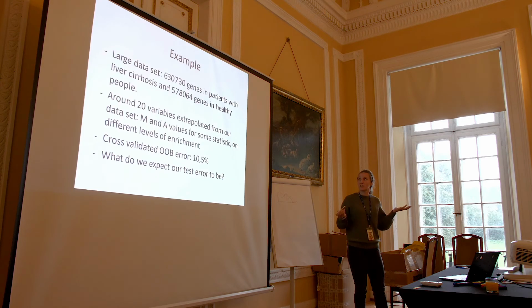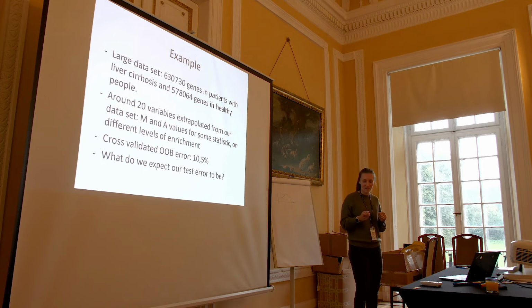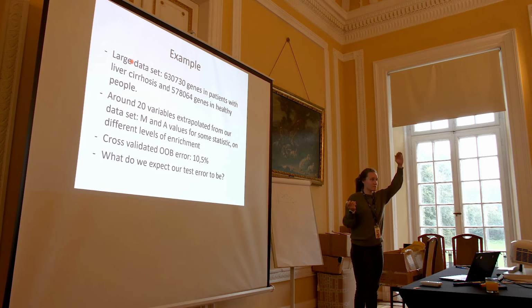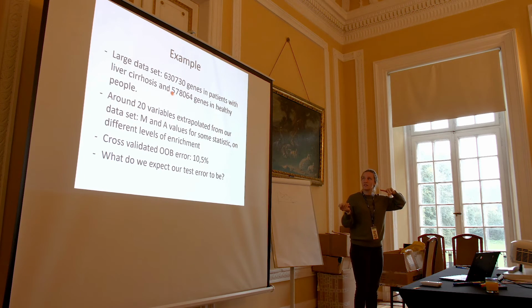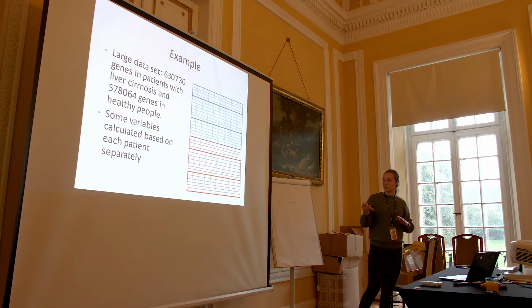So for the examples, I have 3 examples. First is something I did for my masters, so please don't judge. But this is how it went. Anyway, I got 60 patients with liver cirrhosis and healthy people, and I got all of their genes. Somehow it ended up that the genes were the observations, because why not? And I had 630,000 genes for the patients and 600,000 genes for the healthy people. Okay? So it looked like this, basically.